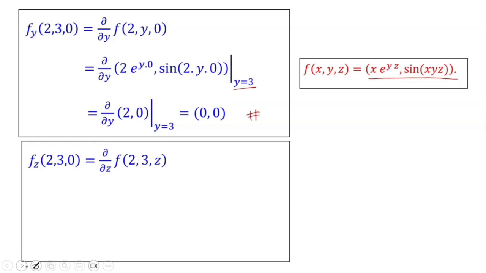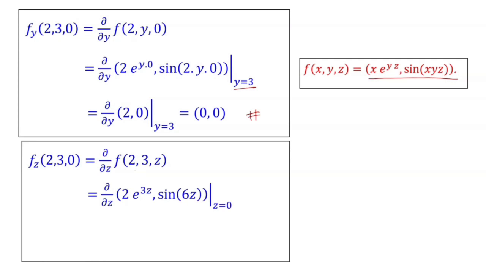Next part of this, f at 2 3 0. Now we have g. So this is now given as del g of 2 e to the power 3z sine 6z. Because if we put 2 3 0 here, you will get x is 2, y is 3. So it will be 2 e to the power 3z, and then here you have sine of x is 2, y is 3, 6z.